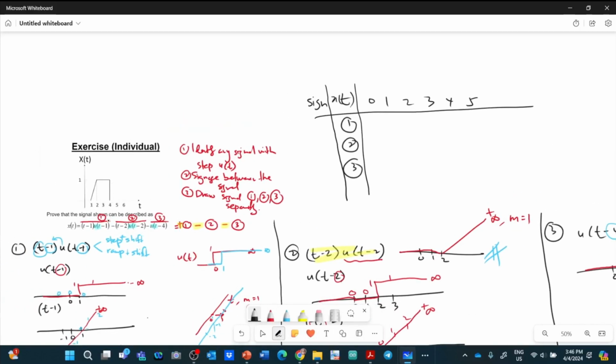Okay, so how you're going to put the sign is based on the one that you defined earlier, this one, this one from before. So plus 1, minus 2, minus 3. Okay.